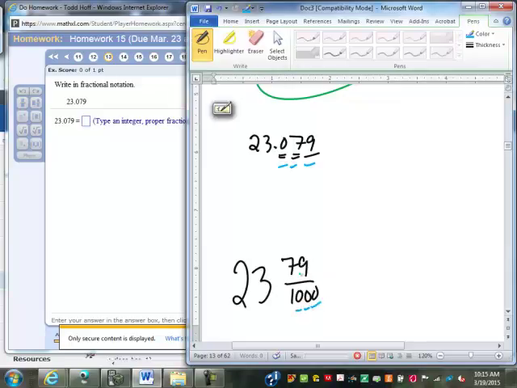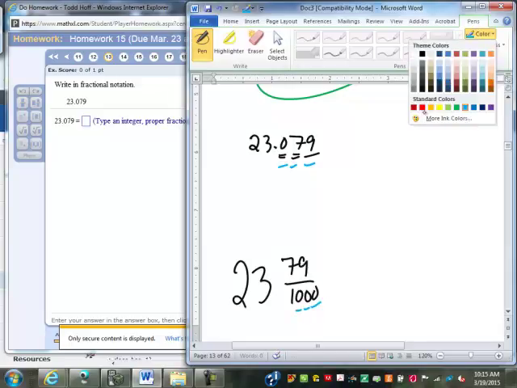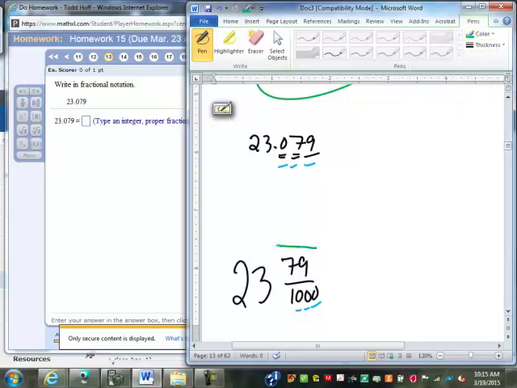Now, can we reduce that at all? Say no. 79 cannot be divided by anything. It turns out to be a really big fraction: 1,000 times 23 plus 79. Well, it's 23,079 thousandths. Or it's just 23 and 79 thousandths.